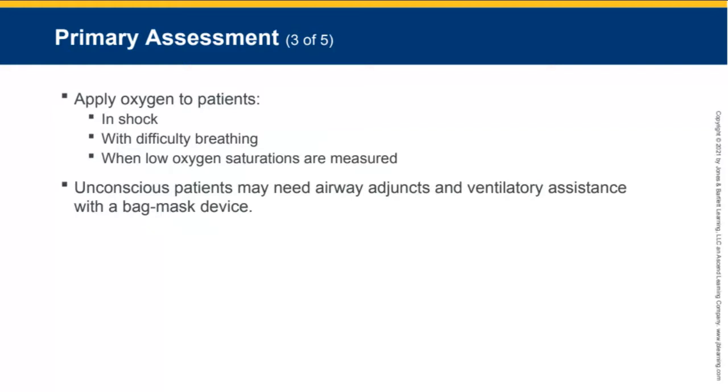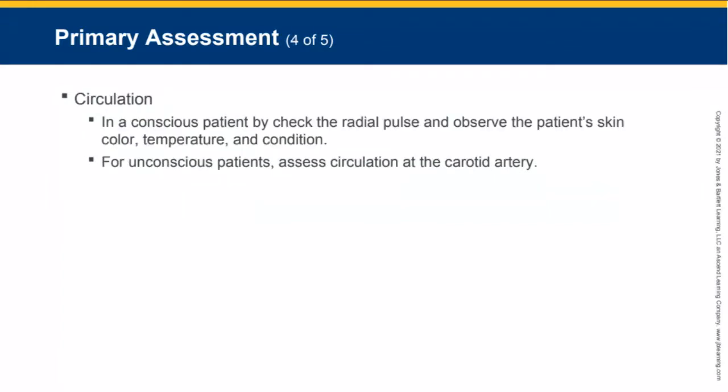We apply oxygen to patients in shock, with difficulty breathing, or when low oxygen saturations are measured. Normally, we do low flow oxygen with patients with saturations between 90 to 93% and high flow for those less than 90%. You quickly assess the circulation in the conscious patient by checking the radial pulse and observing the patient's skin color, temperature, and condition. For the unconscious adult patient, you assess circulation at the carotid artery. And of course, in the child, you do the brachial artery, right, in the arm.